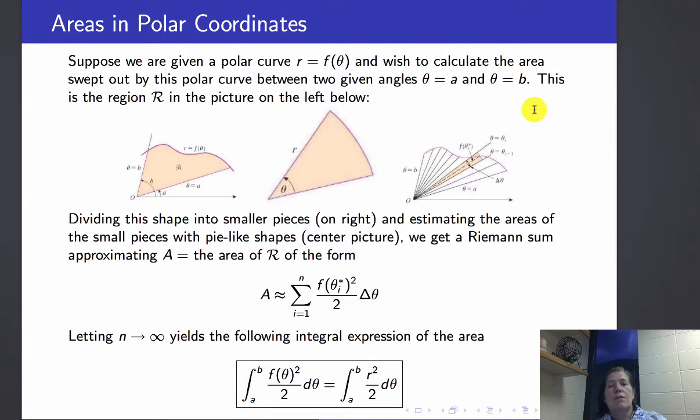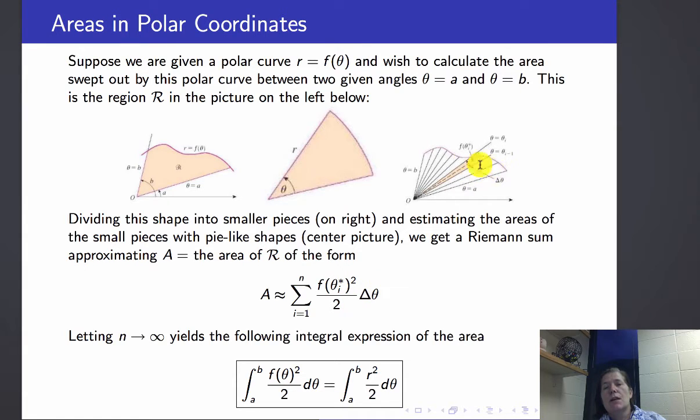The portion of the region between the angles theta i minus 1 and theta i looks a bit like a slice of a disk, and the angle at the origin here is delta theta, or (B minus A) over n. The radius of this slice of a disk is roughly f of theta i star for some specific theta i star in that interval from theta i minus 1 to theta i. So the area of this slice is f of theta i star squared times delta theta over 2.